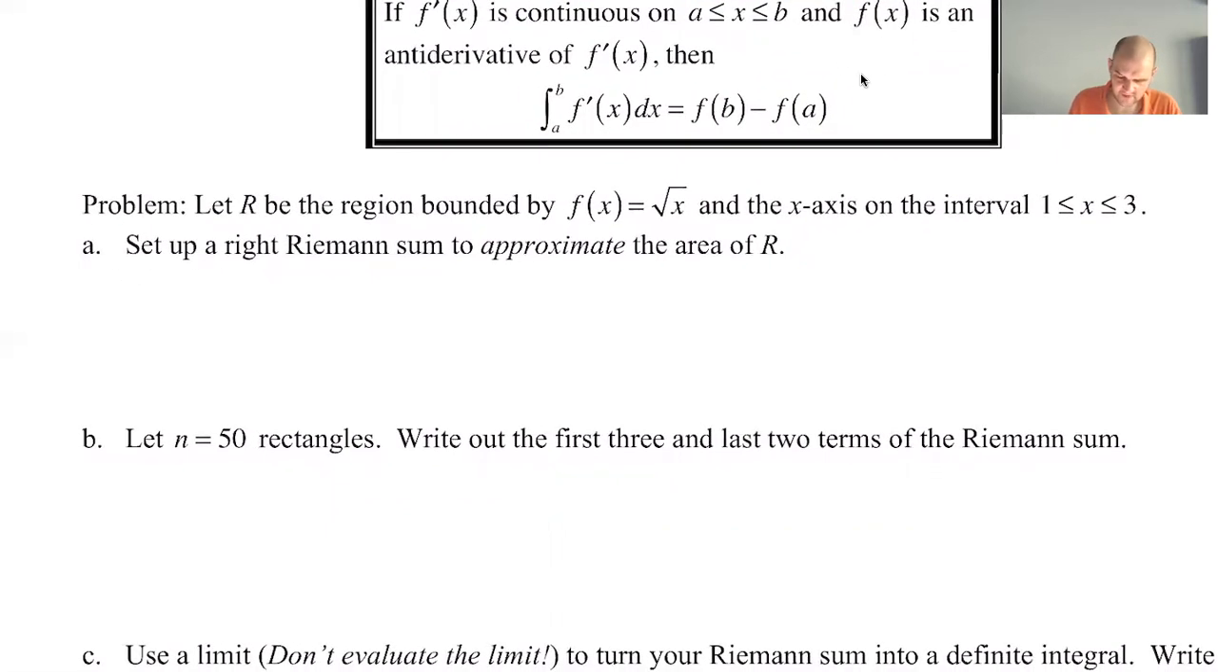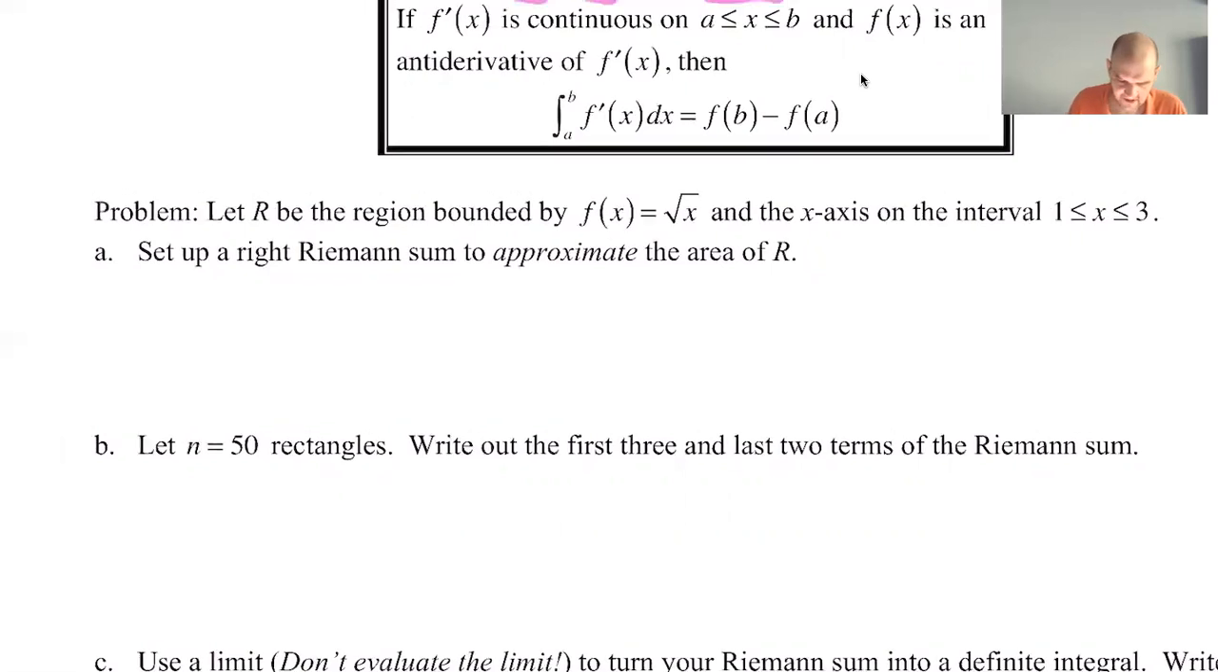So let R be the region bounded by f of x equals radical x and the x-axis on the interval from 1 to 3. This is where the fundamental theorem is important, because we don't have formulas for, like, the square root of i plus 2 or anything like that. We wouldn't be able to use the formulas we memorized, because we don't have any for these. So let's see if we can do it.